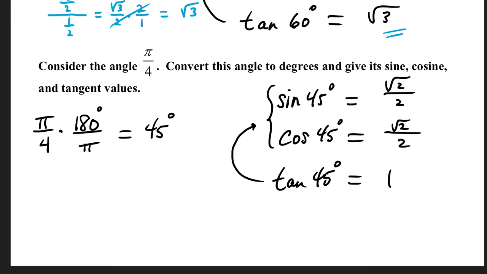Consider the angle pi over 4. That angle converted to degrees is equivalent to 45 degrees. Sine, cosine, and tangent of 45 degrees: square root of 2 over 2 for both the sine and cosine. And we derive that from cutting a square from corner to corner in the previous video. Tangent of 45, if you take these two numbers and divide them, you're going to get 1.